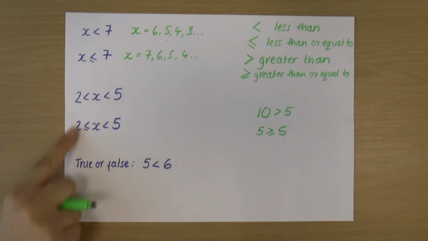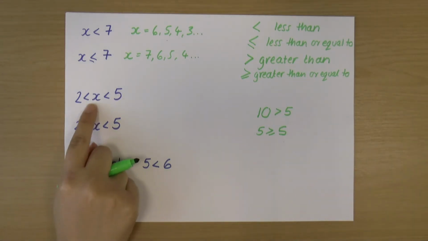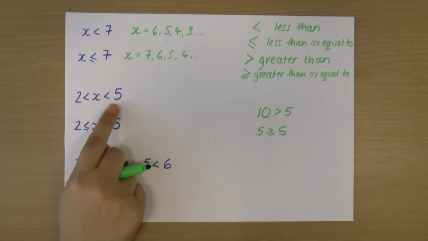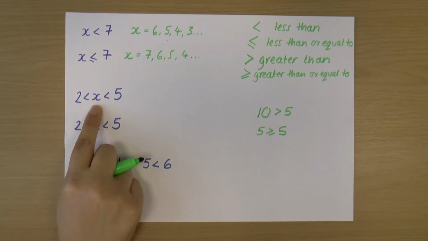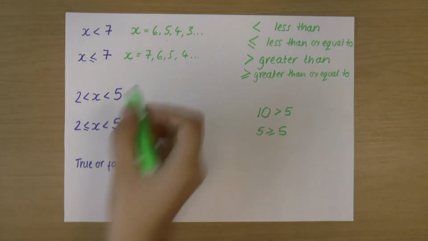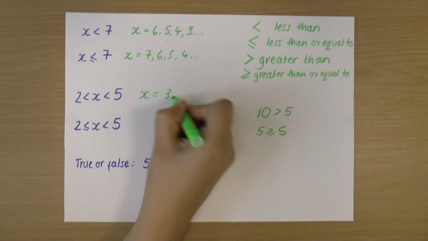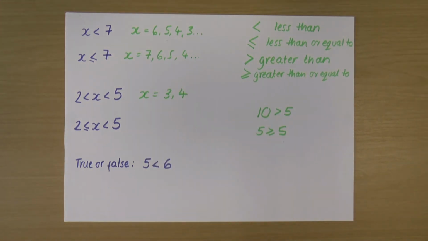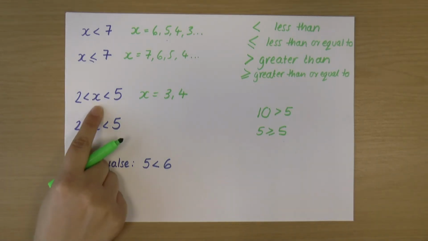Now sometimes we'll be asked to do questions like this, where we'll be asked to find all the possible values of x. So this time we've got x in the middle of two different numbers. So this is saying 2 is less than x, which is less than 5. So we're looking for numbers that are bigger than 2, but less than 5. So our numbers that are bigger than 2 and less than 5 are 3 and 4. That's it, there are no other solutions, nothing else that x could be. We're dealing with whole numbers, obviously.